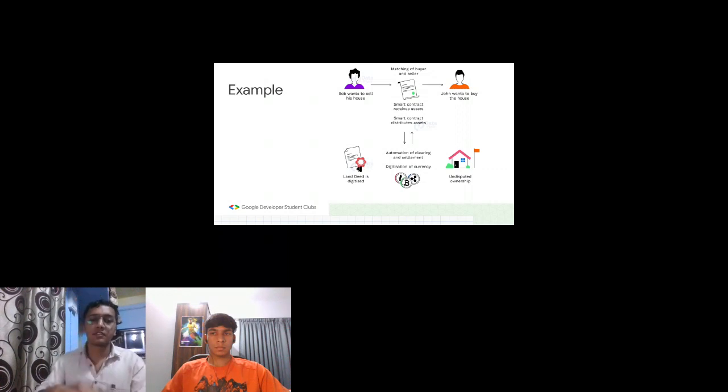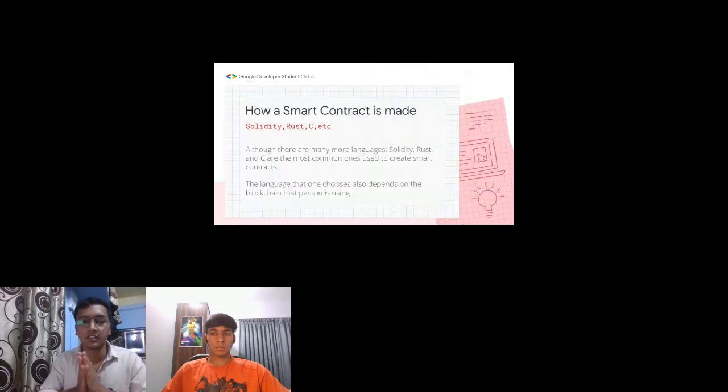Okay, so we have talked about what a smart contract does. Now let's talk about how it is created. In reality, there are various ways of creating a smart contract. It literally depends on the blockchain you have selected. Each blockchain has its own architecture. As Mohit discussed, they have different consensus methods and different architectures. So it totally depends on what technology stack they use to make their smart contracts.